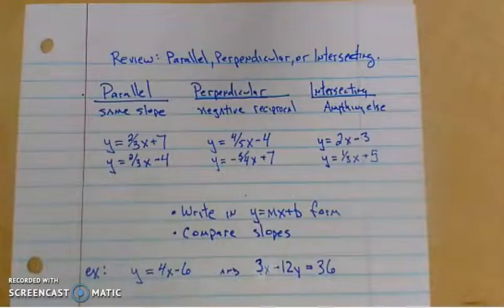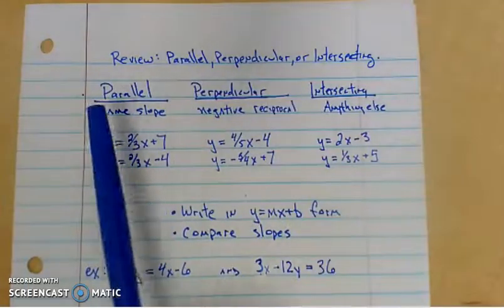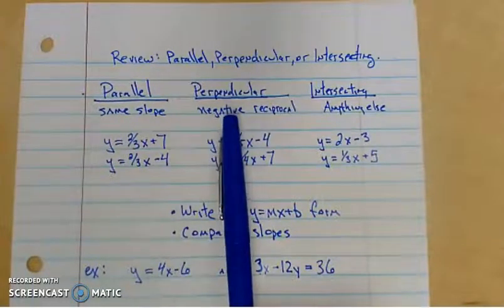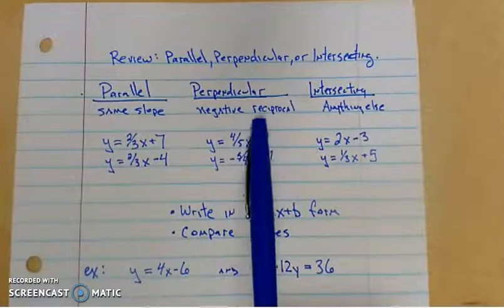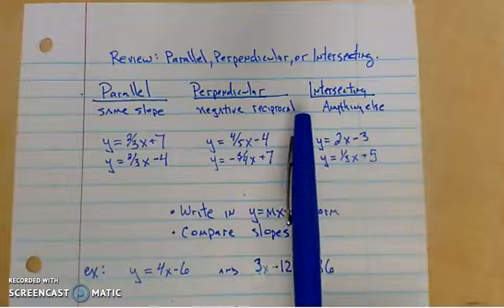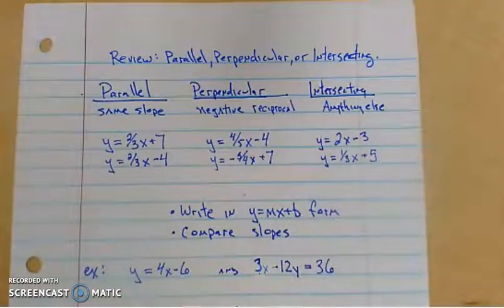Quickly as a reminder, parallel lines have the same slope. Perpendicular lines would have negative reciprocal slopes. And then intersecting lines would really be anything else. What we're going to do is look at a couple examples here, and then we will try a few on our own.